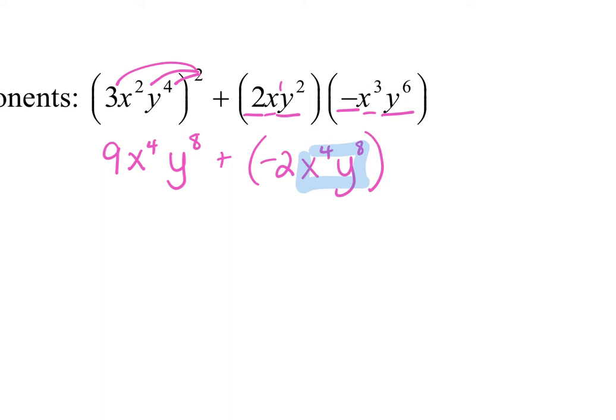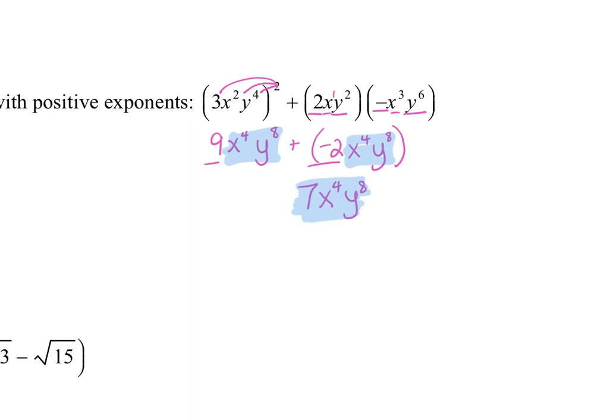These have the same variables with the same exponents, so they are like terms, and we combine them by doing 9 minus 2. So I'd get 7. I leave the variable and the exponent alone when I'm adding or subtracting like terms, so I'd get 7x to the 4th, y to the 8th.